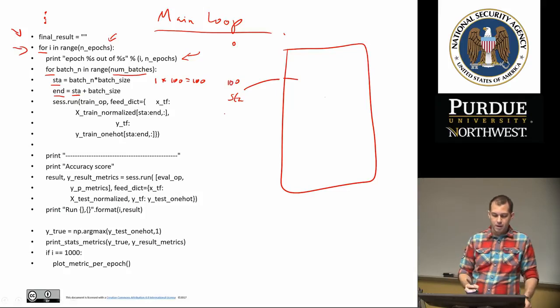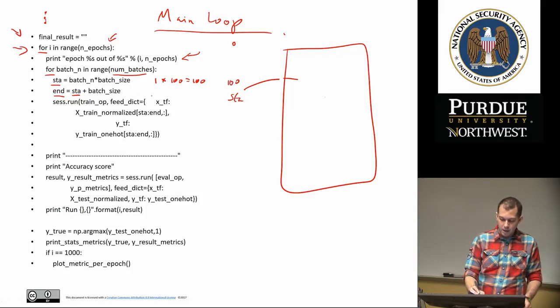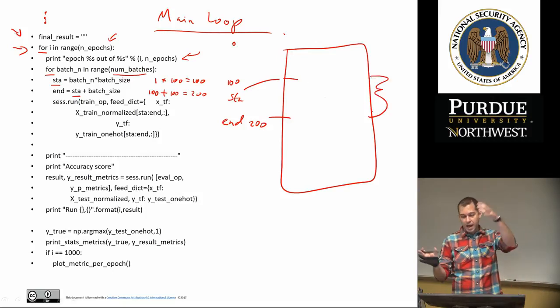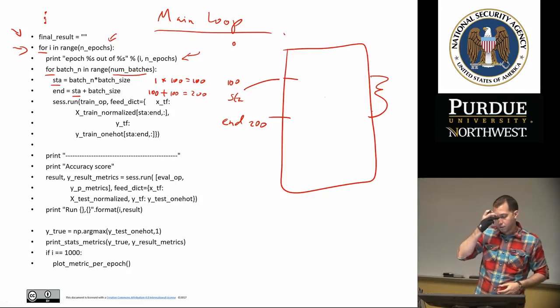Okay. And then since for end, it is going to be 100, which is start, plus the size of the batch, which was 100, that gives us 200. So we grab the next batch from 100 to 200. So this is the one that we slice out of the data, and then we're going to use it.